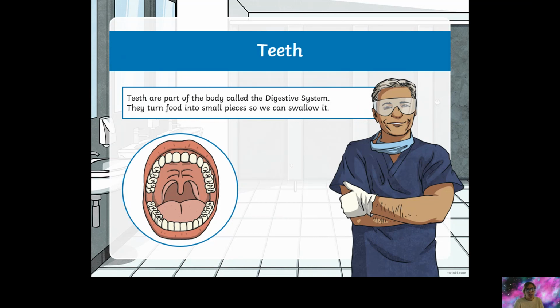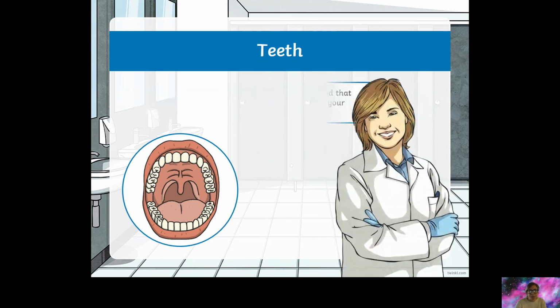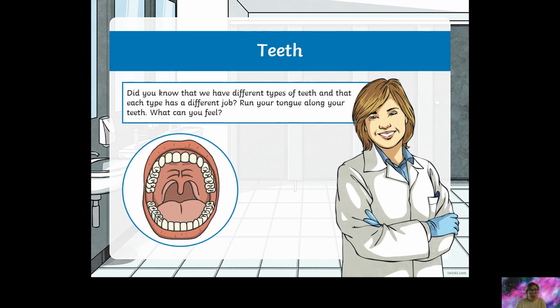Teeth are part of the body called the digestive system, and they turn our food into small pieces so that we can swallow it. Did you know that we have different types of teeth and that each type has a different job? If you run your tongue along your teeth, what can you feel? Can you feel the difference between the different teeth in your mouth?